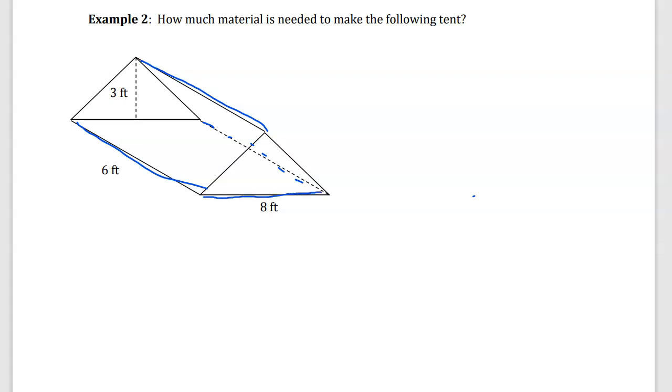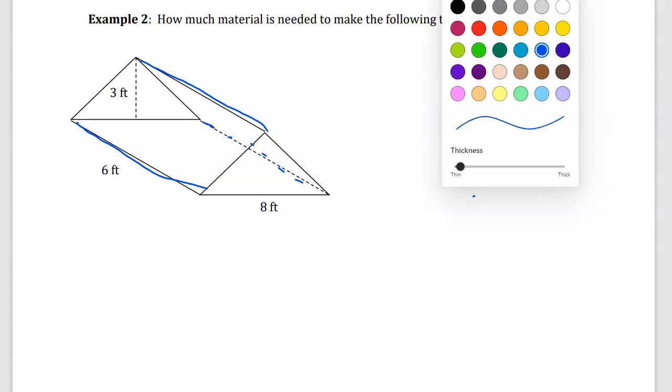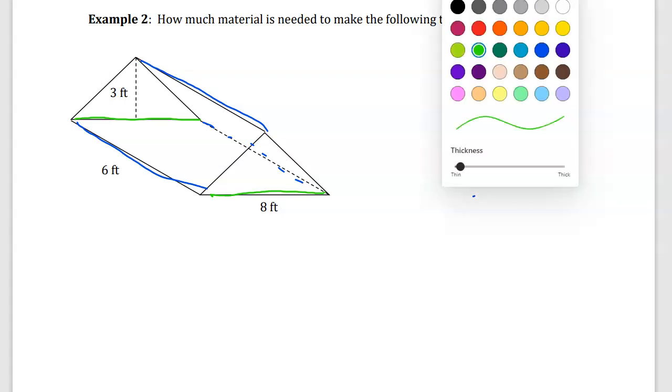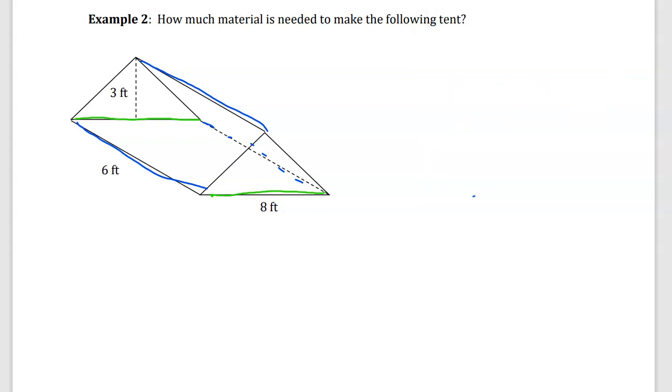This length, and let me actually change my colors here. This length and this length, and I apologize about the dog, are both going to be 8. Okay? These other 2 sides, I cannot automatically say that they are 8 because I don't know. I know that the height is 3.